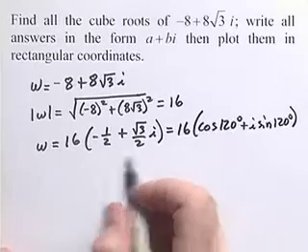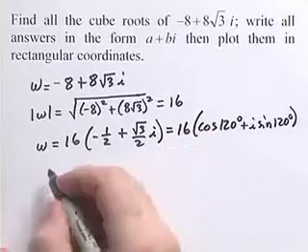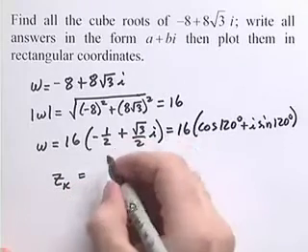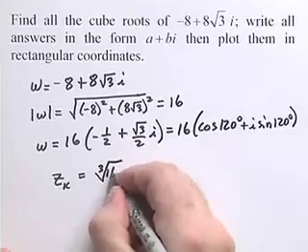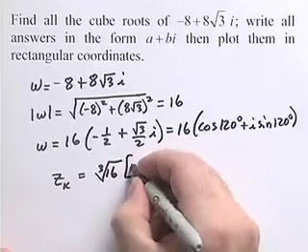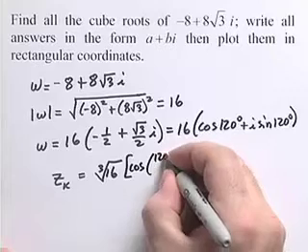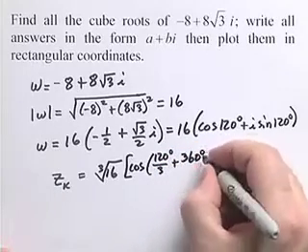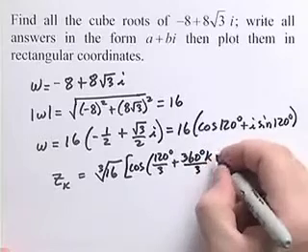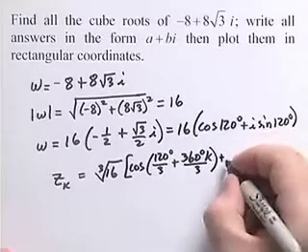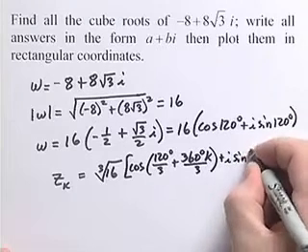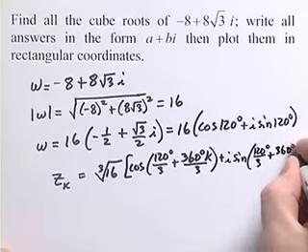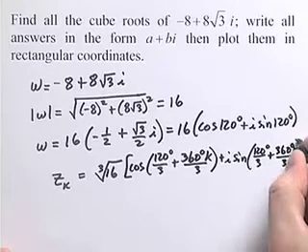Using de Moivre's theorem, the three distinct third roots of w are going to be given by z sub k equals the cube root of 16 times cosine of (120 degrees plus 360 degrees times k) divided by 3, plus i times the sine of (120 degrees plus 360 degrees times k) over 3.